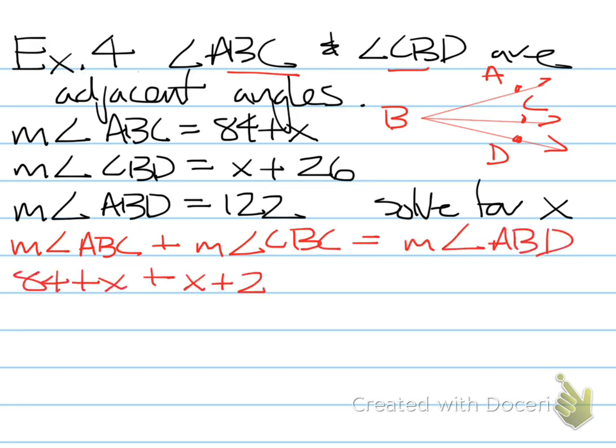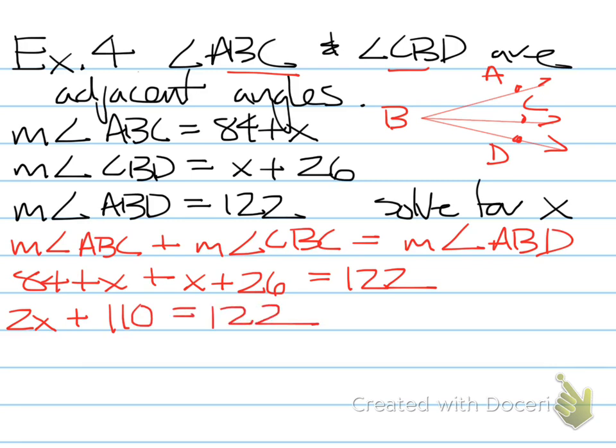Plug in the expressions for each. x and x is 2x. 84 and 26 is 110. Subtract 110 from both sides. And then divide both sides by 2. x equals 6.